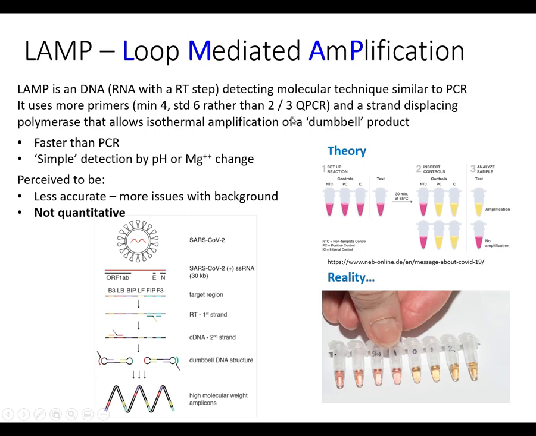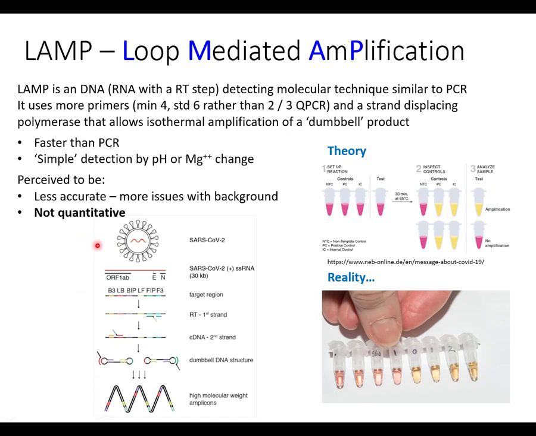As you've seen in the previous slide, PCR uses 2 or 3 primers, 2 for amplification, 1 for detection in most PCR assays. With LAMP we use a minimum of 4 and normally around 6 primers to amplify our DNA target. And this uses what's called a strand displacing polymerase that allows isothermal amplification of a dumbbell product. That's shown in this diagram here.